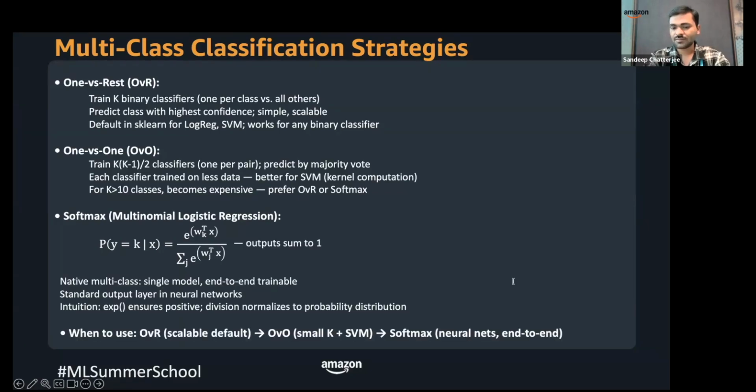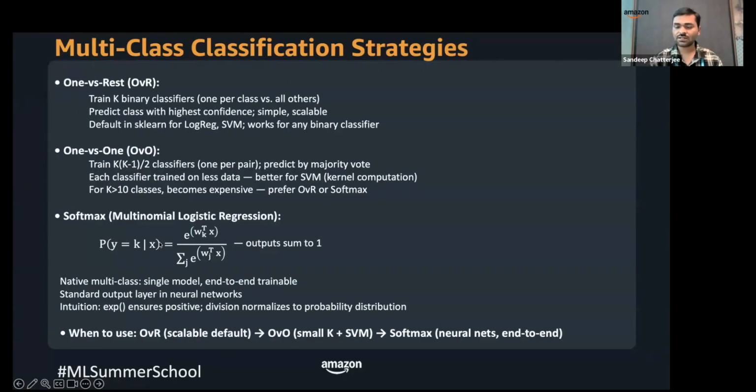Next, if you have a small number of classes and you specifically want to use models like SVM, which are not good for very large dataset sizes, you can use one versus one to save on training time. And if you are building deep learning models or neural networks, softmax will be your standard default. It goes to the output layer for classification and gives the scores directly, and we can apply softmax to get the probabilities for each class.